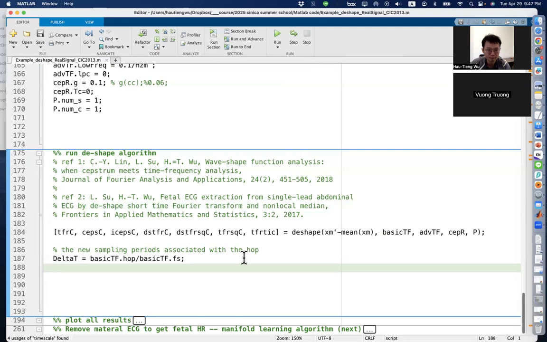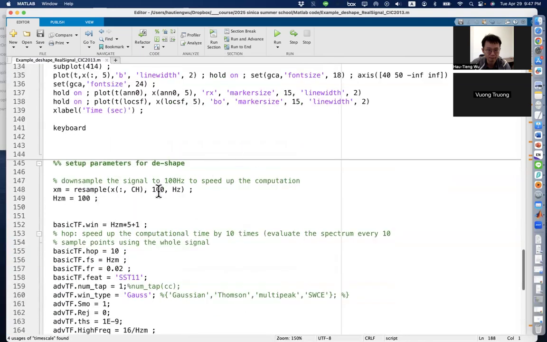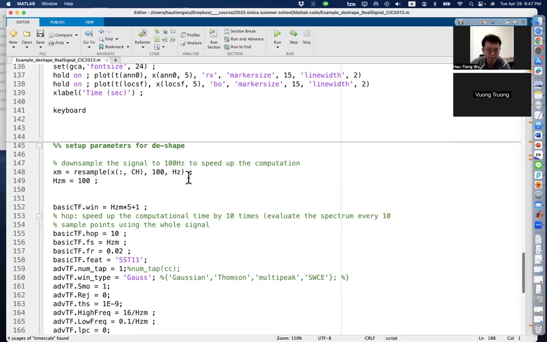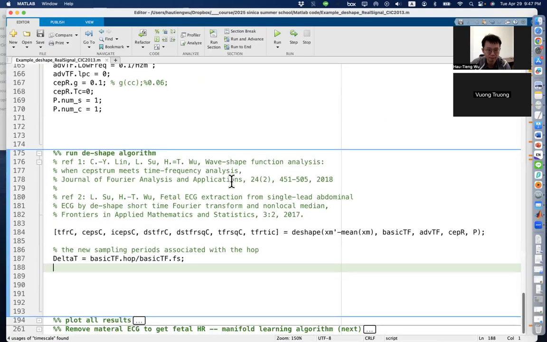Okay, good. And if you pay attention here, it is quick because I downsample the signal to 100 hertz. There is no specific reason here, but simply to speed up the computation. Why? Because we only need to get rough fetal ECG heart rate information, so we don't need it to be so fast. But certainly you can run the algorithm without downsampling. You can play with it yourself.